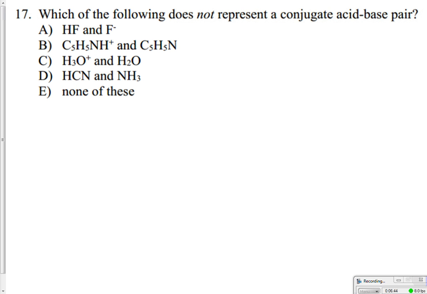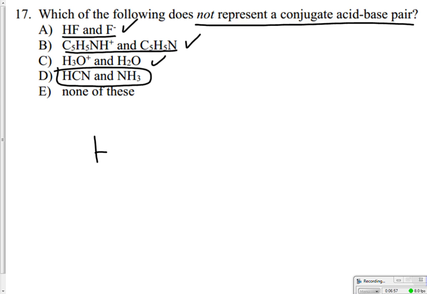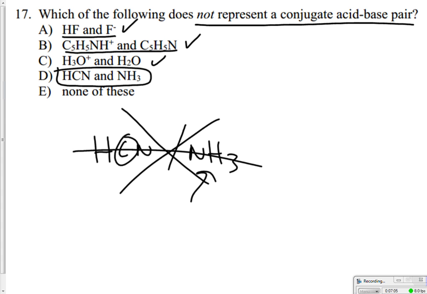Which of the following does not represent a conjugate acid-base pair? Well, the difference between them is a single H. The difference between those two is a single H, and then if I look at this one, if I have HCN and NH3, that has a carbon, that doesn't. That means that would not be, plus the number of H's as well. The difference can only be one single H. That's why D is your correct answer for that one.